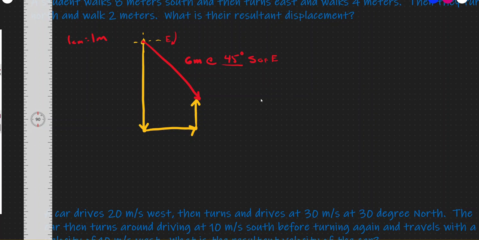Now, if we were in class and they give you all protractors, you could measure it, but we're just going to need to approximate. So this is 6 meters at 45 degrees south of east. So when it says what is their displacement, this student, even though they went this way, then this way, then this way, their overall displacement is 6 meters at 45 degrees south of east.